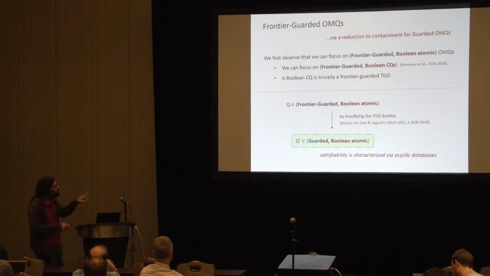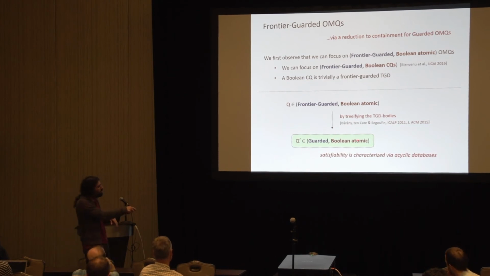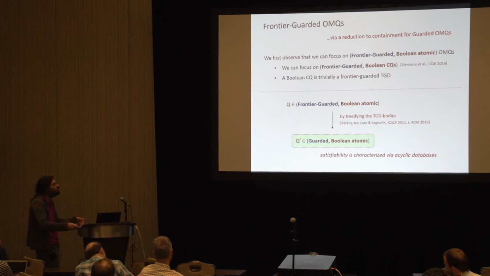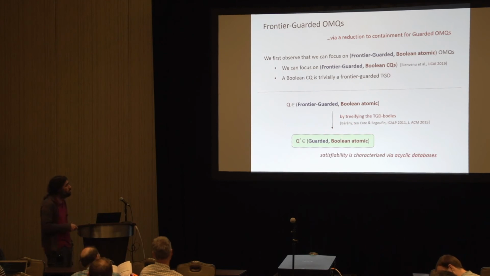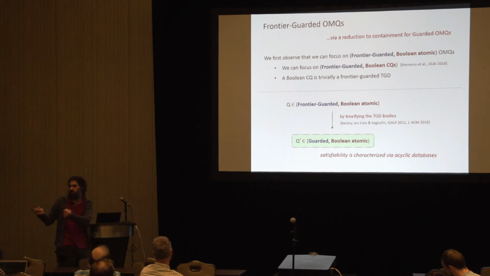And the third one is the fact that satisfiability of this language can be characterized via acyclic databases. So if there exists a database that satisfies this Boolean query, then there exists an acyclic one that satisfies the query. So these are essentially the ingredients, right? And now one can show that this trification construction, based on trification, we can provide a reduction. So given two queries, if I trify them, I preserve containment.